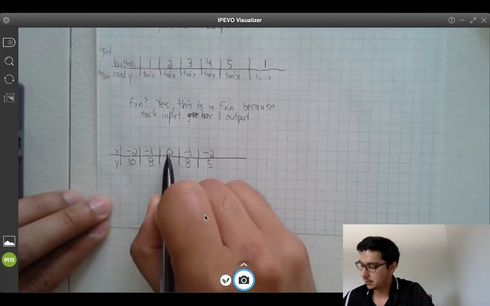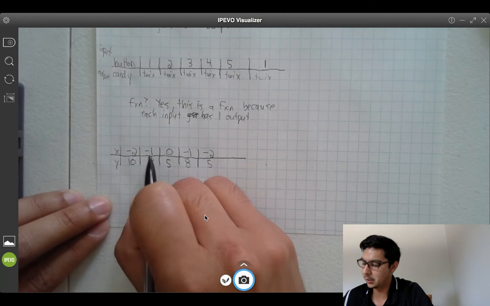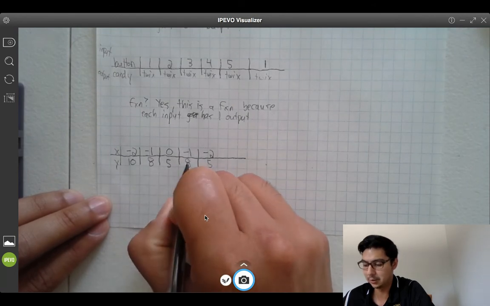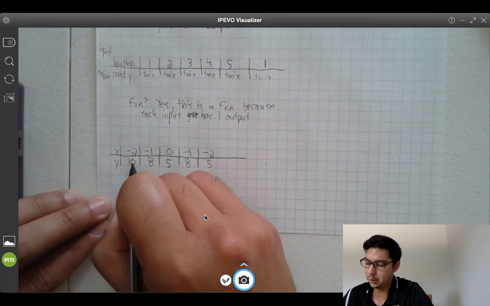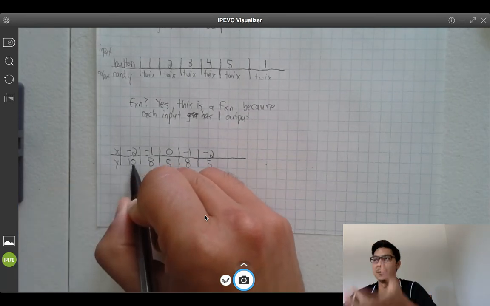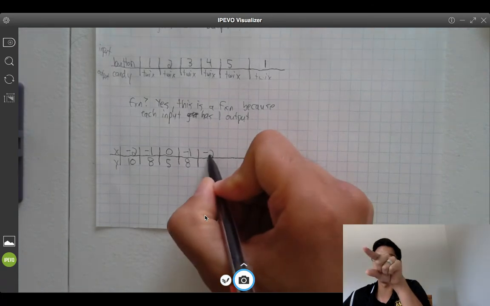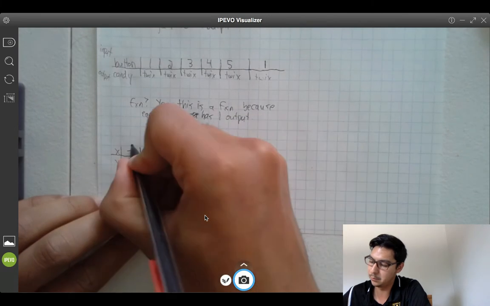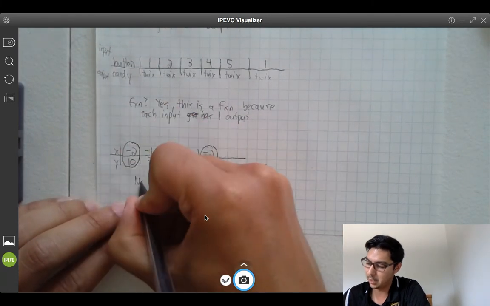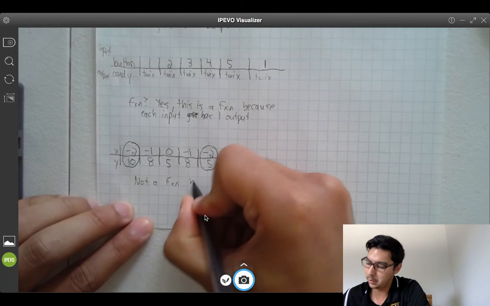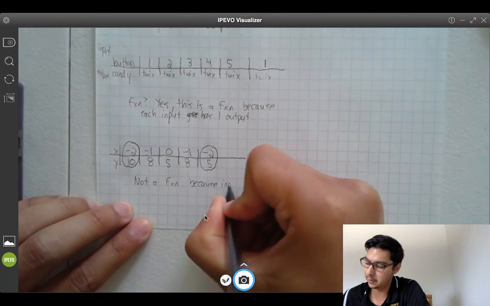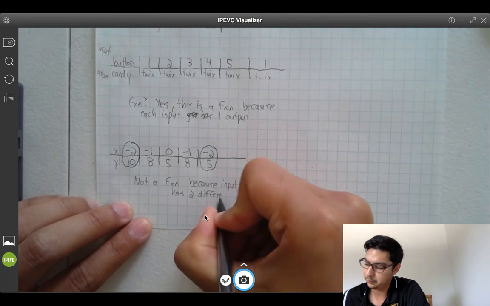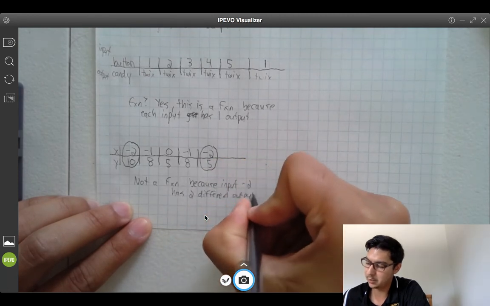Well, the input 0 goes to 5, and that's fine. There's no other zeros. -1 goes to 8, and you have another -1, but does it also go to 8? Yes, so that's good. But look at the -2. -2 goes to 10. Like if I hit a button -2, it gives me a 10. But if I hit -2 again, is it giving me that same output? No, it's not. So this right here is a problem, right? So this is not a function because the input of -2 has 2 different outputs. Okay.